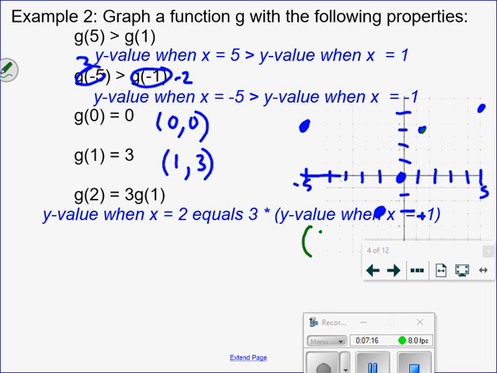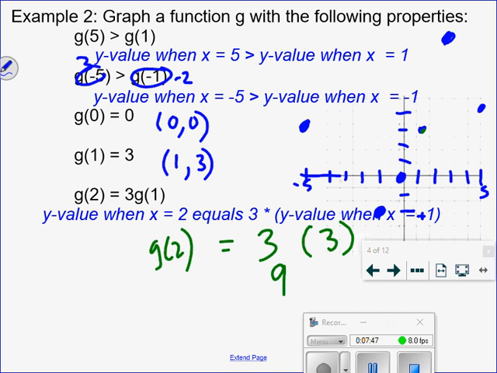So this value was 3. G of 2 has to be 3 times as big as that, so it has to be 9. So G of 2 is going to be way up there somewhere at the point 2, 9. That's because it has to be 3 times as big as the y coordinate when x equals 1. So you can see how these are starting to get much more complex. The points were pretty easy to graph, but the statements are a little bit harder to read, and you're just trying to get some practice reading those.